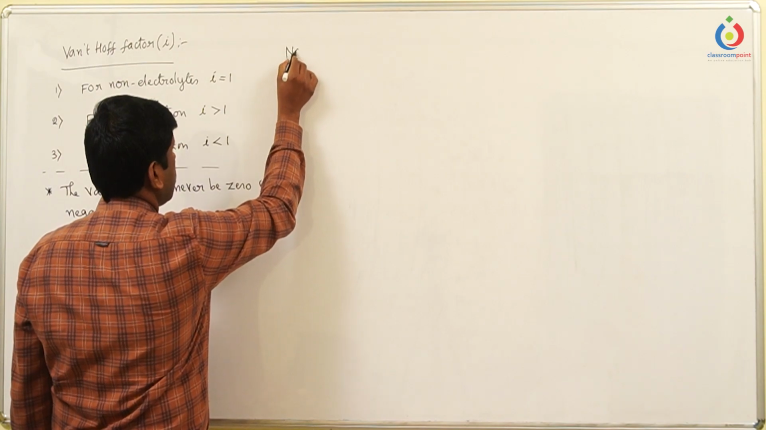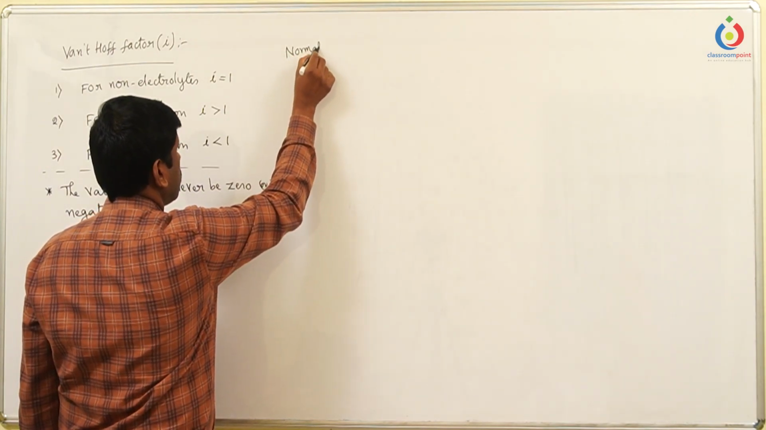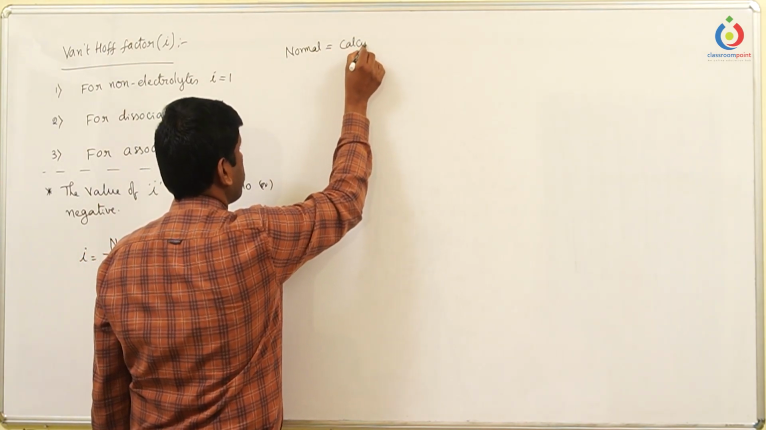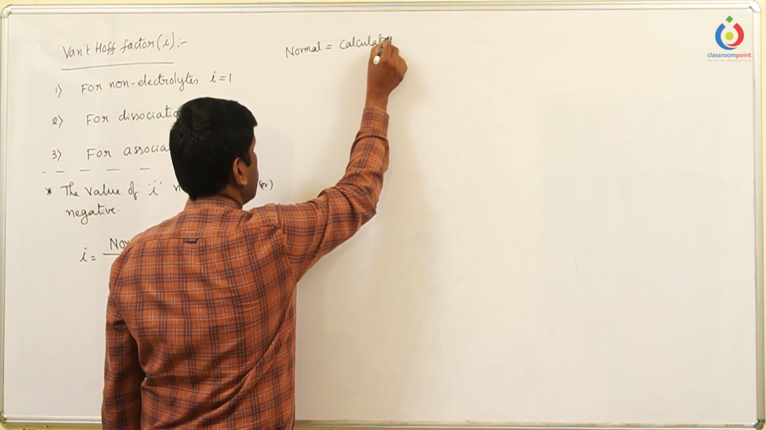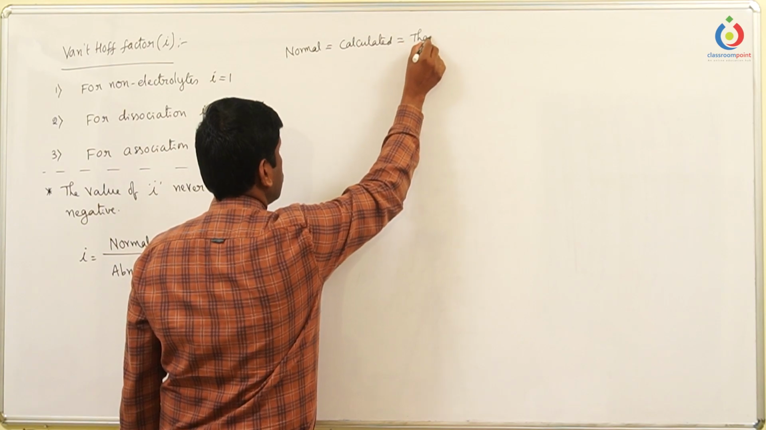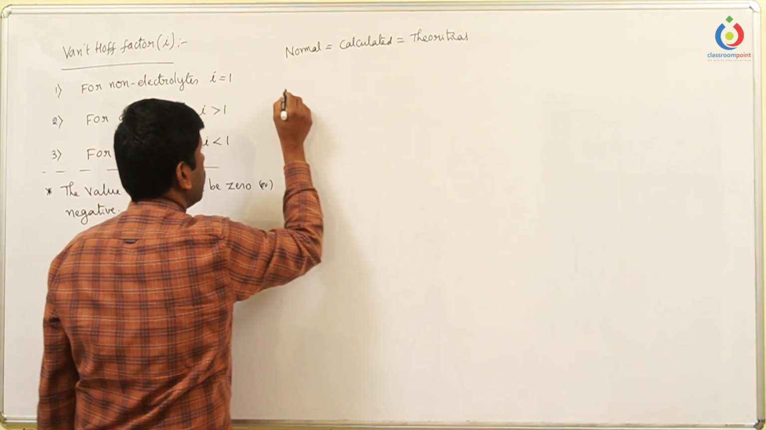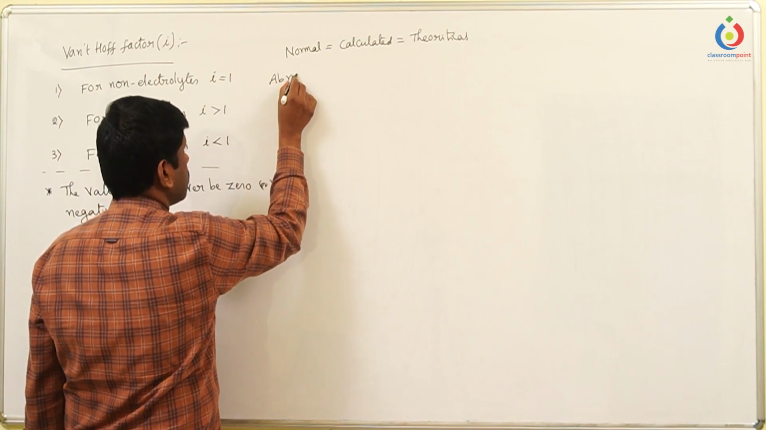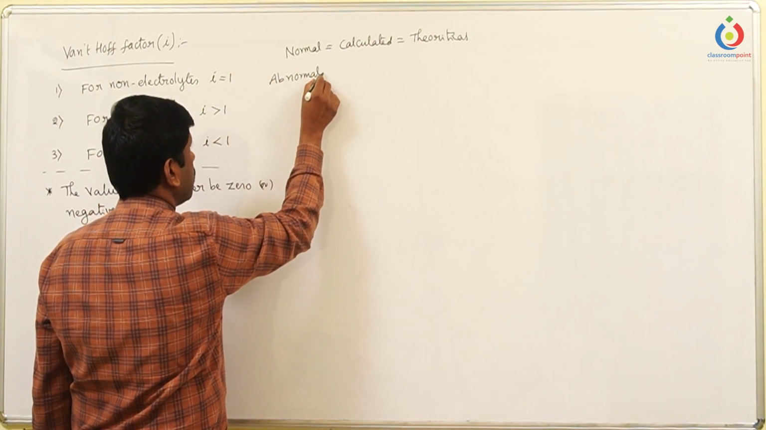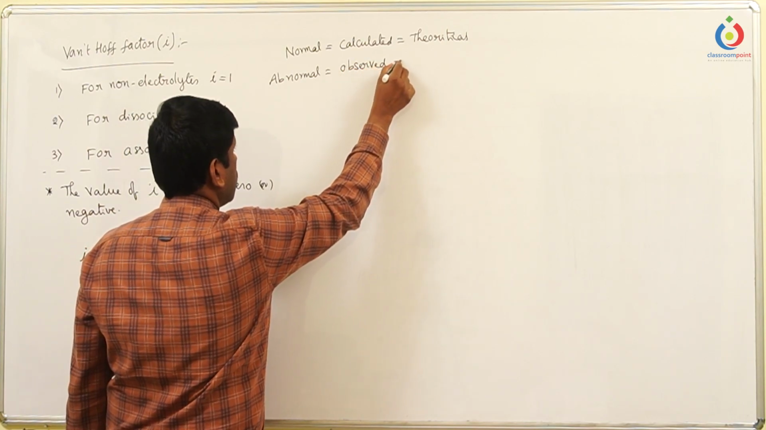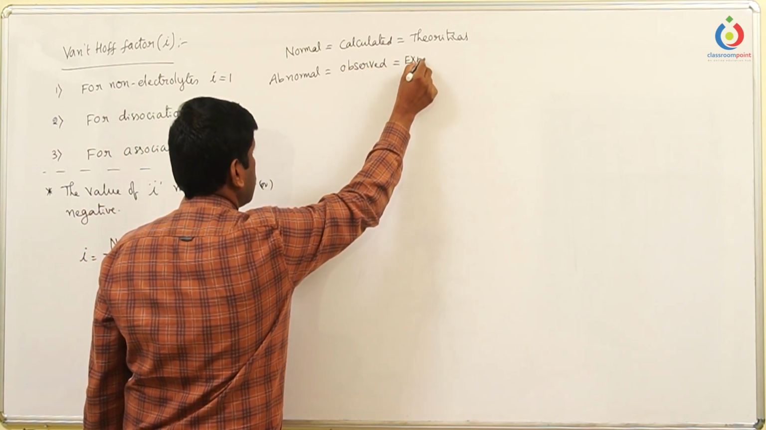You always remember that normal is nothing but calculated, which is equal to theoretical. Abnormal is the same as observed or experimental.